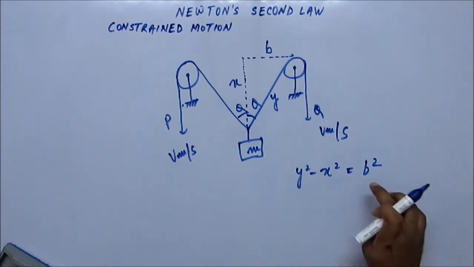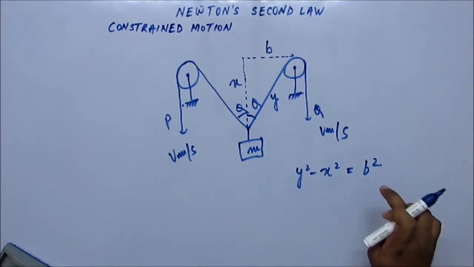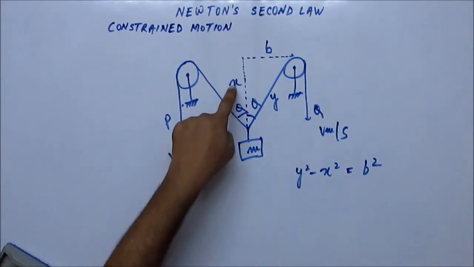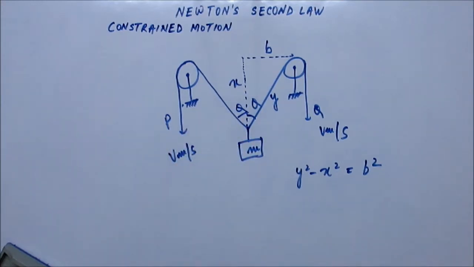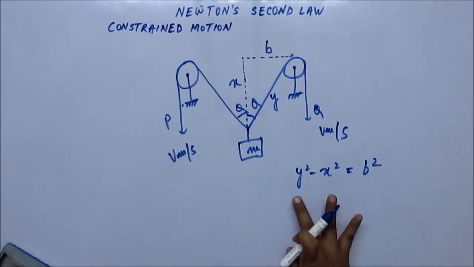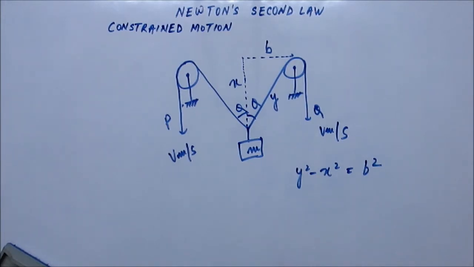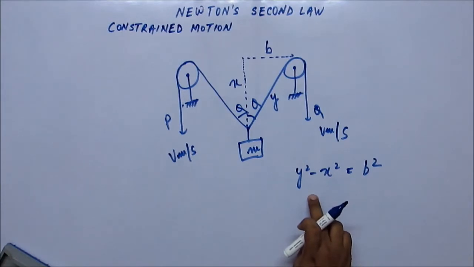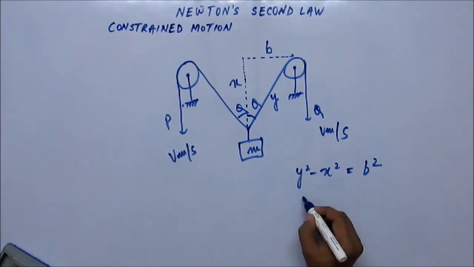Now this is a constraint relation. This relation has to hold true. y and x will change as the body moves up and down, but this relation will always hold between x and y. This is the constraint between x and y. It always has to be followed. So let's differentiate it now.